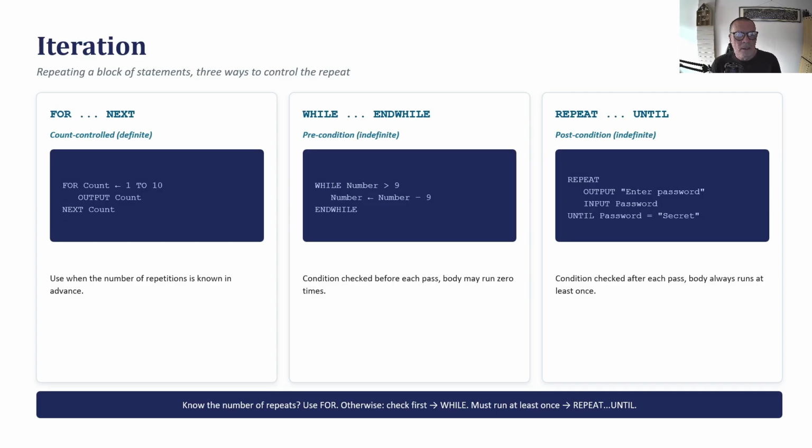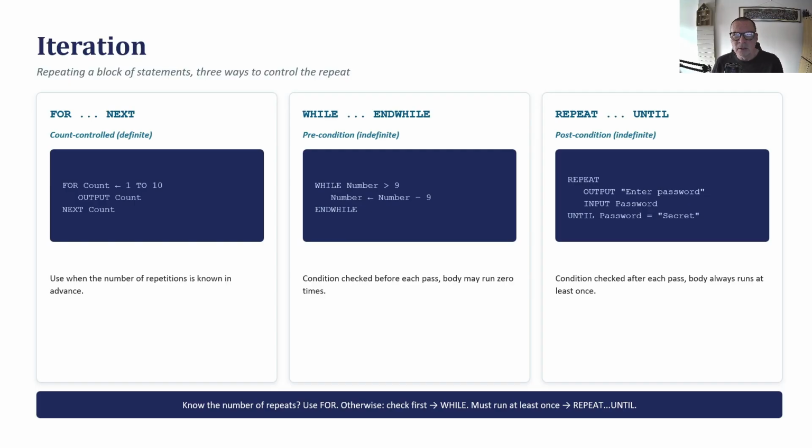And then we've got two other types which are condition controlled. There's pre-condition controlled and post-condition controlled. Now the precondition means that we test before we go into the loop, and that's implemented in pseudocode with the while. So we say while the number is greater than 9, do something, and then end while. And because the condition is checked before we go in, we may never do that code in the body of the loop. Okay, so if that condition is never true, even from the beginning, we don't execute the code.